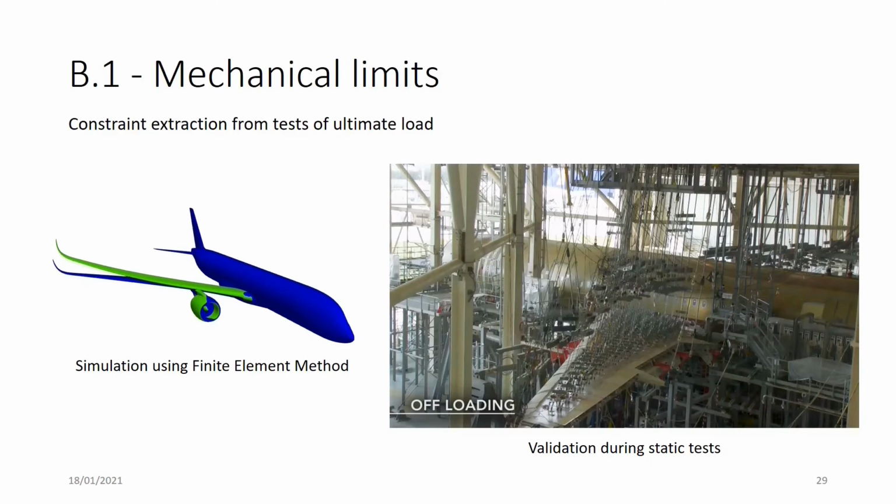And now to extract the mechanical limits, we will have a look at the ultimate loads. The ultimate loads are the greatest effort that we can apply to a wing while it stays in one piece. So using the finite element method, we can recover the 3D shape of the wing under those ultimate loads, and this is validated during the static test here.